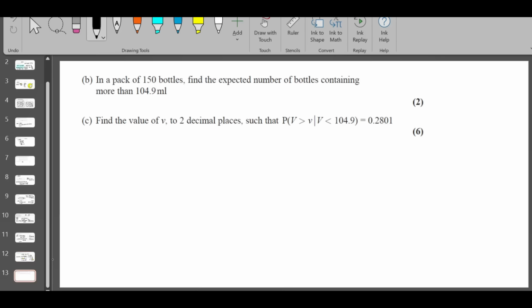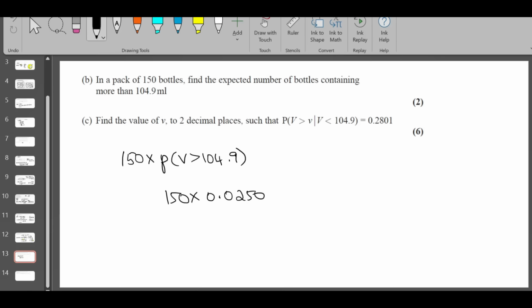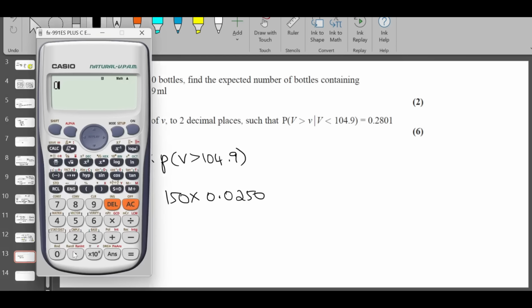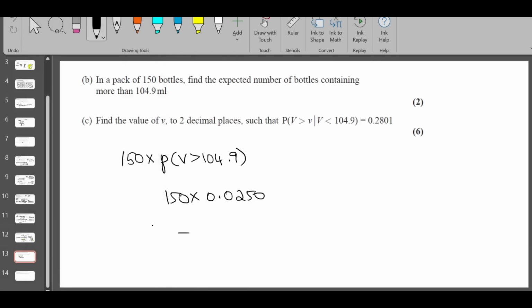Let's look at part B. In a pack of 150 bottles, find the expected number of bottles containing more than this. So you need to take 150 multiplied by the probability of volume is more than 104.9, which is the answer from the previous part, 0.0250. 3.75 is the answer. That's all, just a 2-mark question.